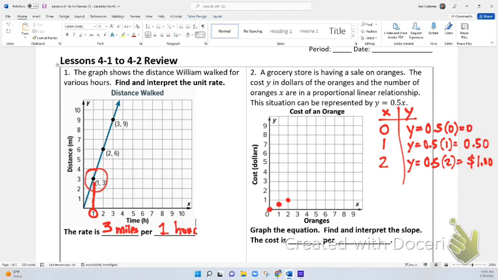So for tomorrow, we're not looking for this beautiful, nice, straight graph, but I do expect you guys to be able to graph this, and it would look something like that, okay? Because again, you can buy as many oranges as you want. Now, once we graph, it makes it pretty easy to see, right? So the cost is 50 cents per one orange. Remember unit rate? Unit rate always has to do with how much something costs for only one of something. Okay?